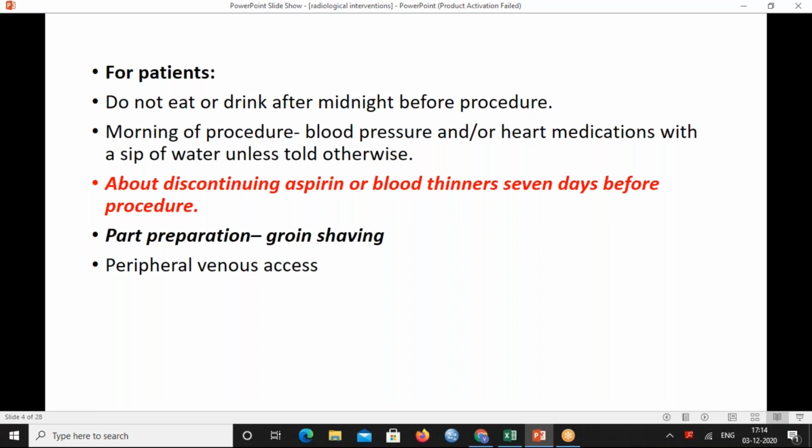Regarding anticoagulants like warfarin and acenocoumarol, when a major procedure is planned, it is better to convert them into IV heparin if they cannot be stopped beforehand. And regarding part preparation, at the site of entry, if the procedure is to be done from the femoral side, then groin shaving is to be done. If it is to be done from the radial or brachial side, then the hairs around the site of puncture should be removed. And the peripheral venous access line should be placed before the patient is shifted to the IR room.